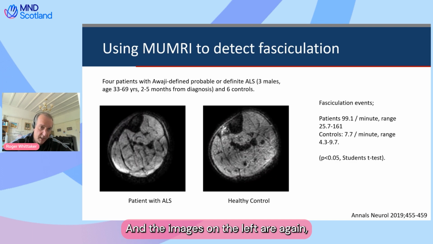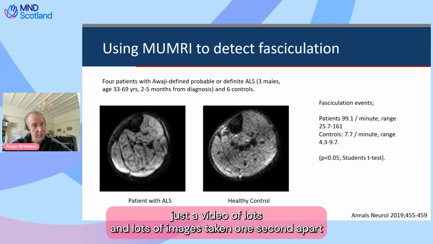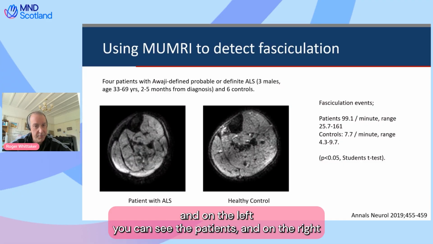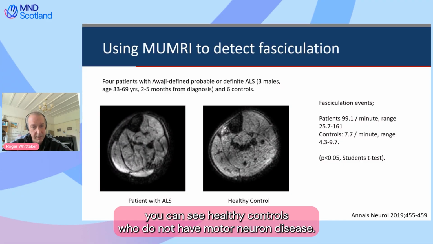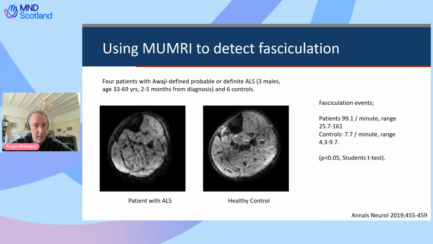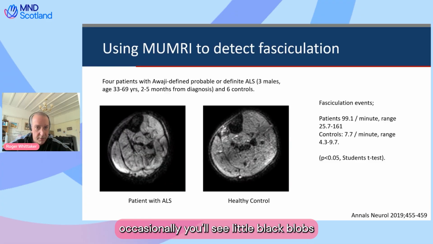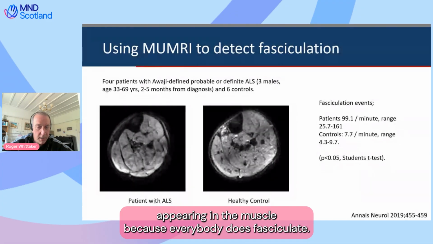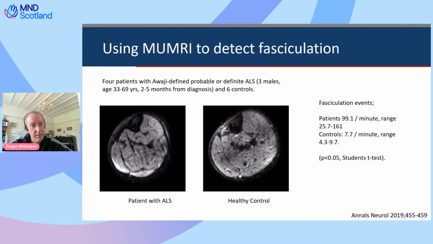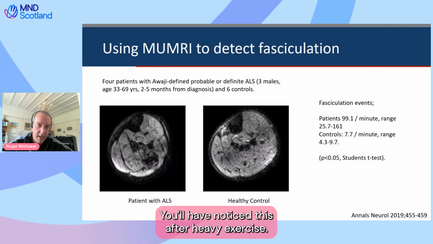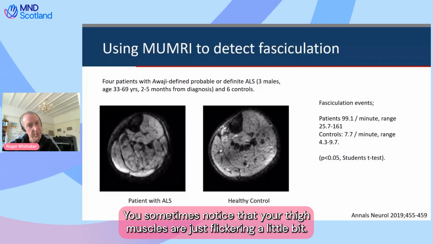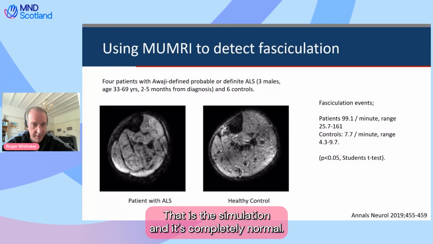The images are, again, just a video of lots and lots of images taken 1 second apart. On the left, you can see the patients, and on the right, you can see healthy controls who do not have motor neuron disease. Even on the right, if you look very carefully, occasionally you'll see little black blobs appearing in the muscle because everybody does fasciculate. You'll have noticed this after heavy exercise. You sometimes notice that your thigh muscles are just flickering a little bit. That is fasciculation, and it's completely normal.